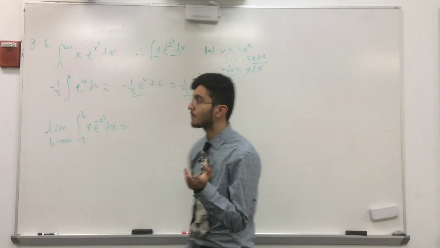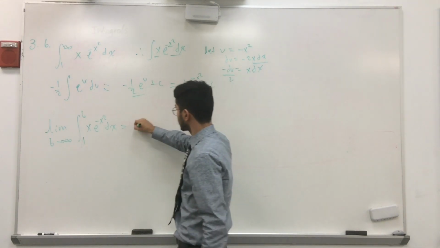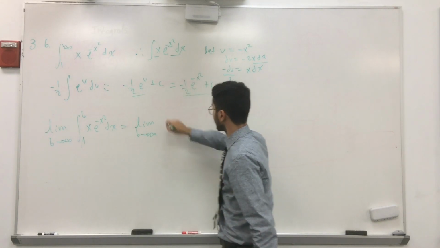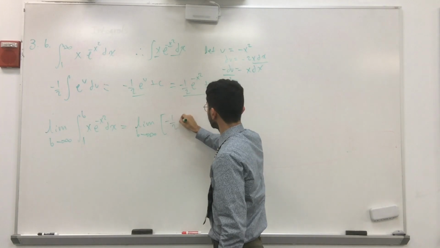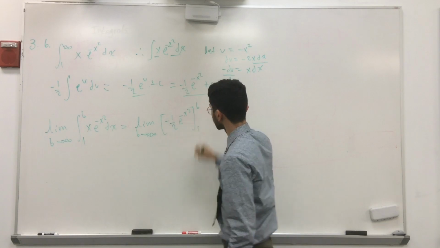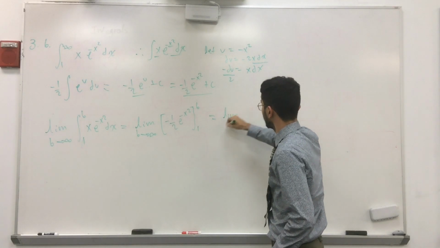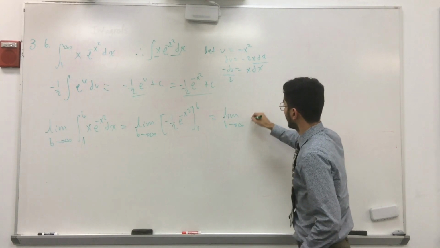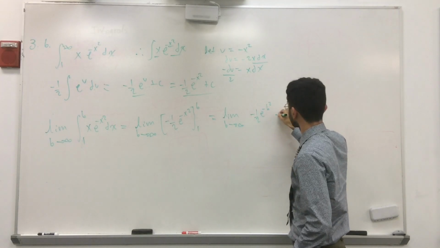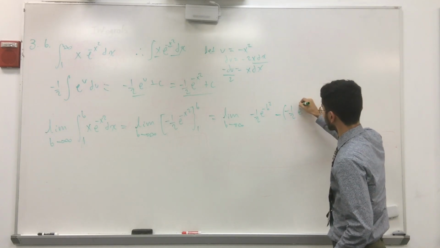And of course we already found the indefinite integral, so we can take advantage of that. This is the limit as b goes to infinity of negative 1/2 e to the negative x squared, from 1 to b. So we substitute our upper and lower bounds. We have the limit as b goes to infinity of negative 1/2 e to the negative b squared, and then we subtract negative 1/2 of e to the negative 1 power.